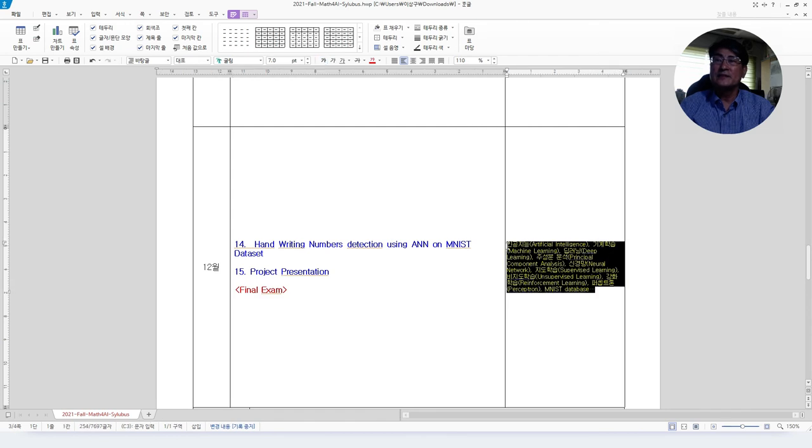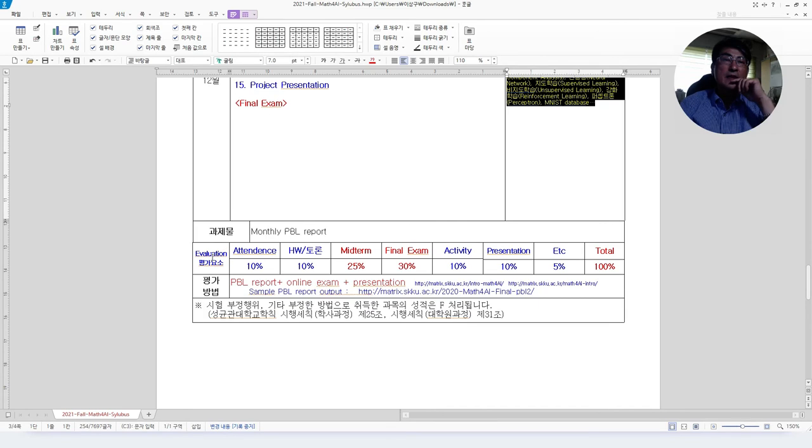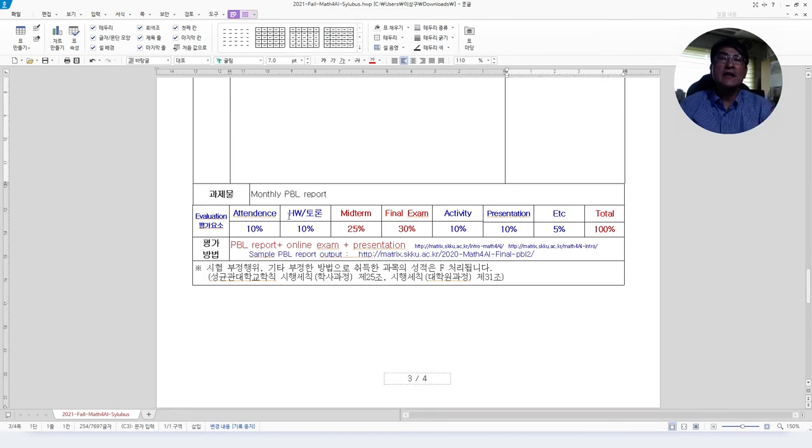These are the key concepts that we're going to learn. The evaluation will be based on attendance 10%, homework and discussion 10%, midterm exam 25%, final exam 30%, class activities 10%, presentation 10%, and the others are 5%, which makes 100% total.